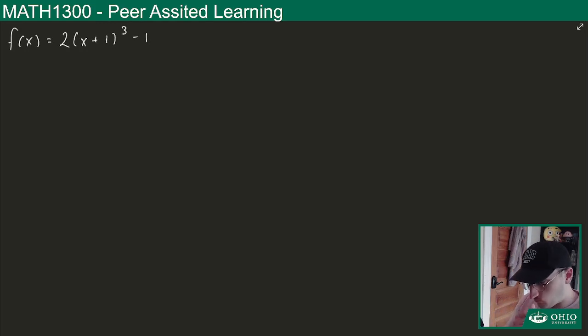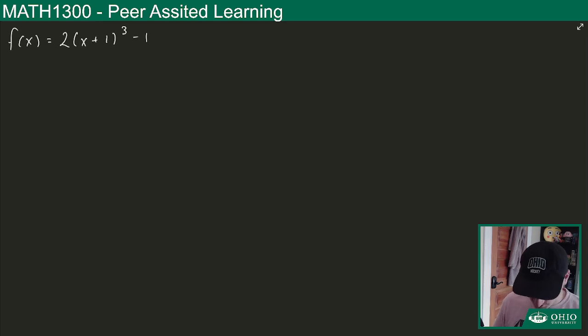This is a worked example on how to graph a monomial function with transformations. Here we're given a function that we want to graph. It's 2 times (x plus 1) cubed minus 1. And the first thing we want to do is identify what the parent function is.